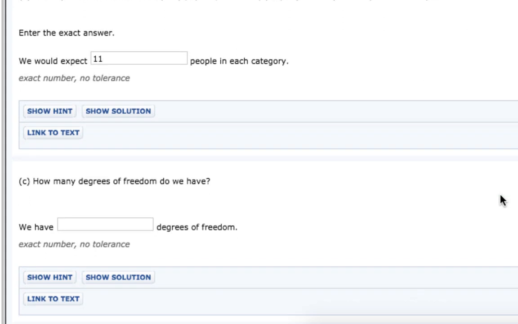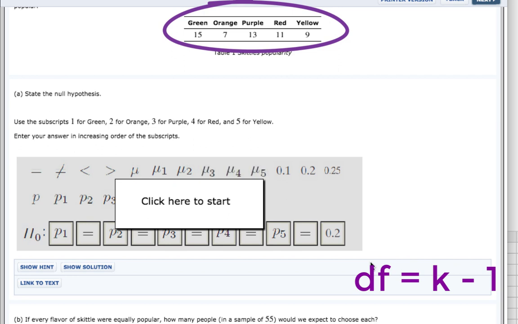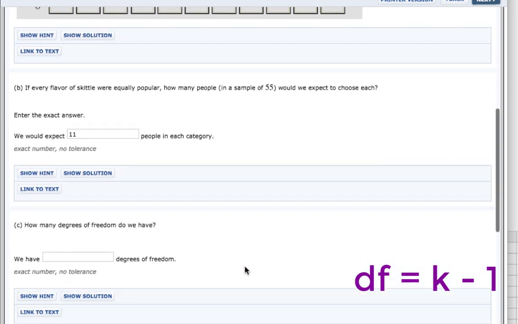Part C, how many degrees of freedom do we have? Degrees of freedom are equal to k minus 1, where k is the number of groups. In this case, we have 5 different groups: green, orange, purple, red, and yellow. 5 minus 1 gives us 4 degrees of freedom.